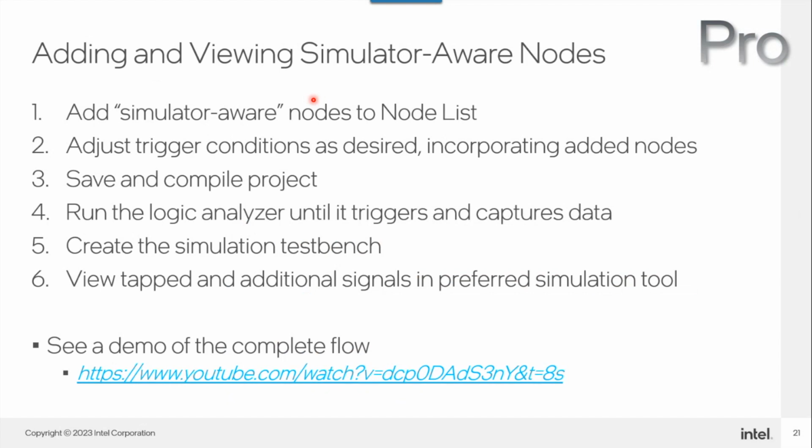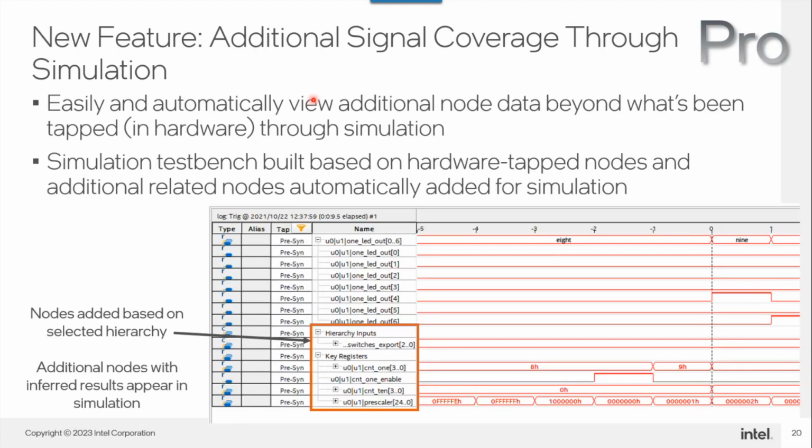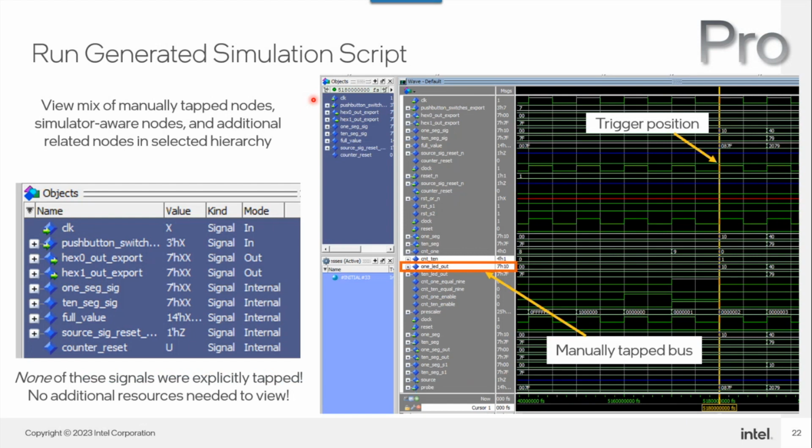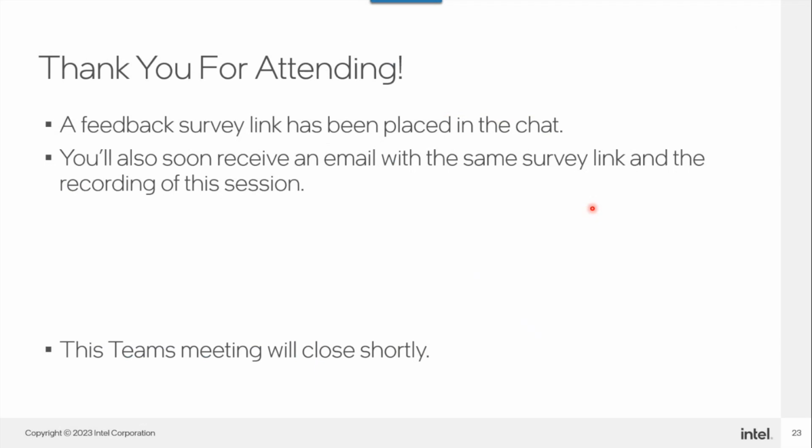I talked about preserving for debug. In the Pro Edition, there's also the ability to tap simulation aware nodes. What this does is it creates a special simulation script that, when you run it, will show you signals that you have manually tapped in hardware, but also can infer the functionality of additional signals in the cone of logic for these simulation aware signals. These additional signals will show up in your simulations. You get more detail beyond what you've tapped. You can check that out, and in the links that Marlon put in the chat, there's also a link to a demo of this feature as well.